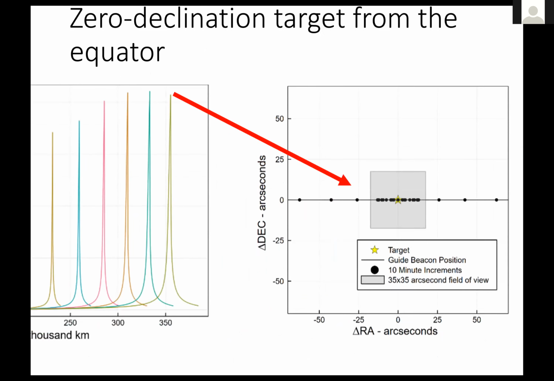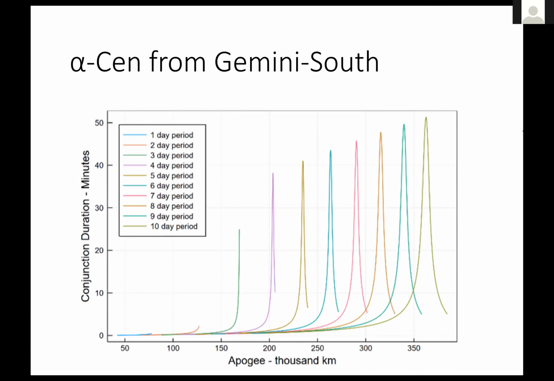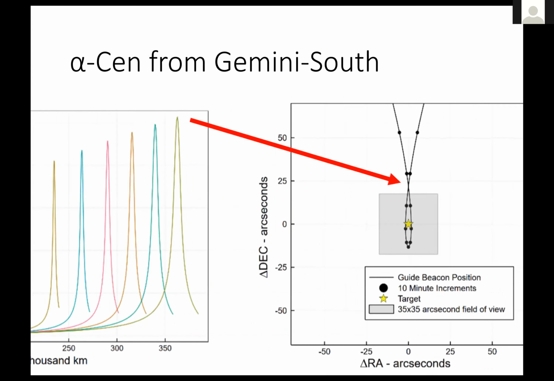So for a more realistic target, and one that's more challenging, here is Alpha Cent seen from Gemini South. Here you notice the conjunction duration for a 10-day orbit has gone down to 50 minutes, but that's still, I think, long enough to be interesting. If I plot this, we get this really fun-looking orbit.